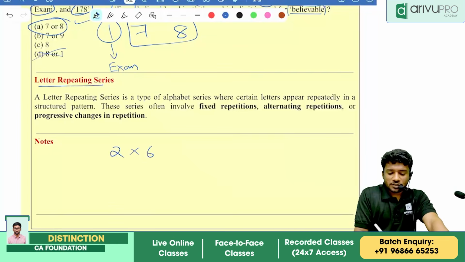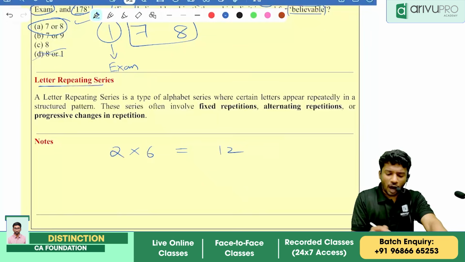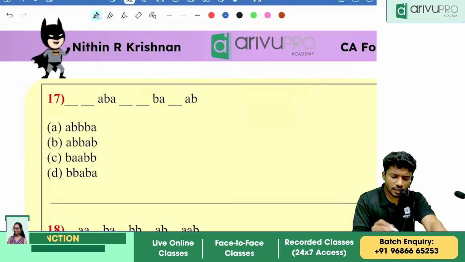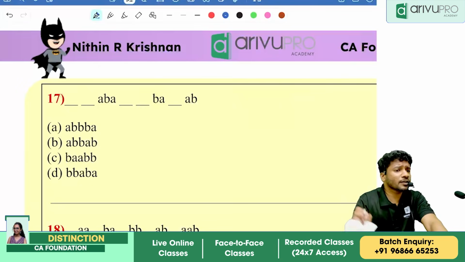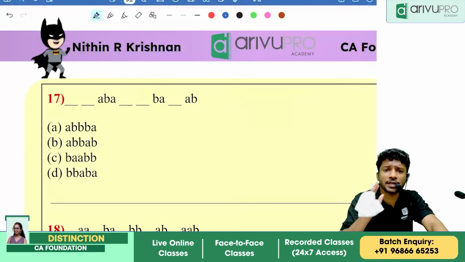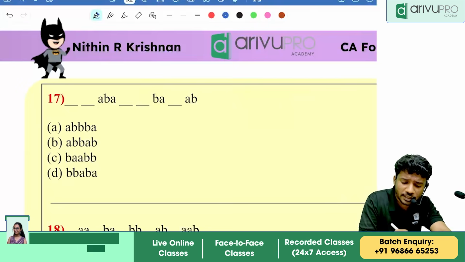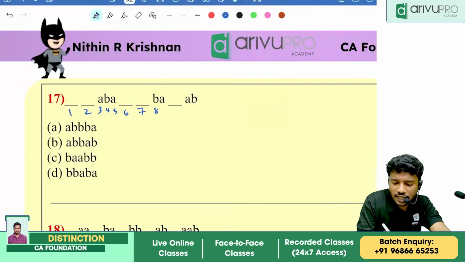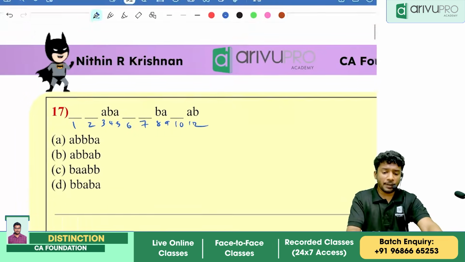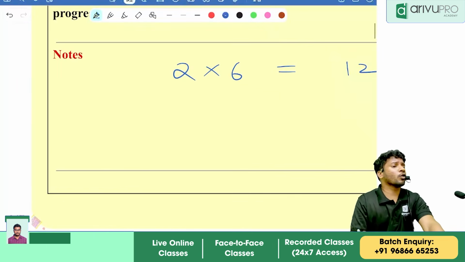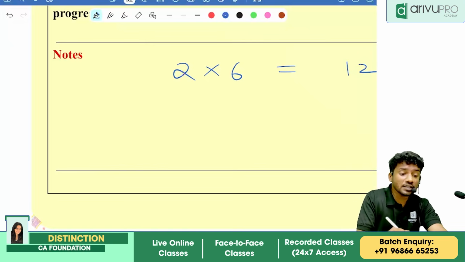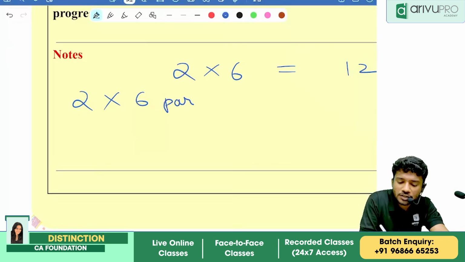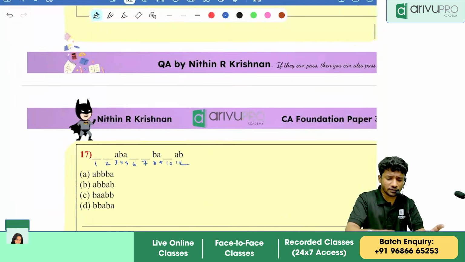2 into 6, 12. So how will the question come? The question will be like this. Look here. A dash dash, B dash, A B dash dash, B dash dash. Likewise, they will give the question. We need to fill the gap in between them. First of all, we should know how many letters are there. 1, 2, 3, 4, 5, 6, 7, 8, 9, 10, 11, 12. In total 12 letters are there. We will cut them into 2 letters of 6 parts.